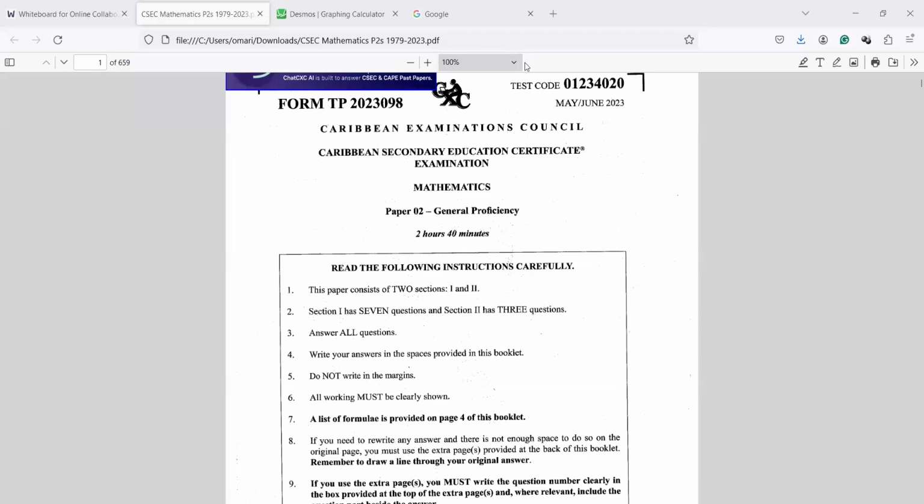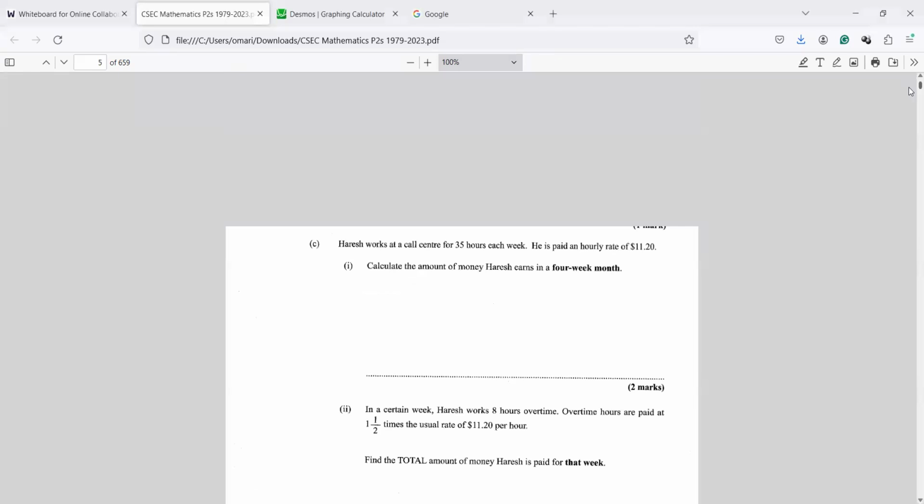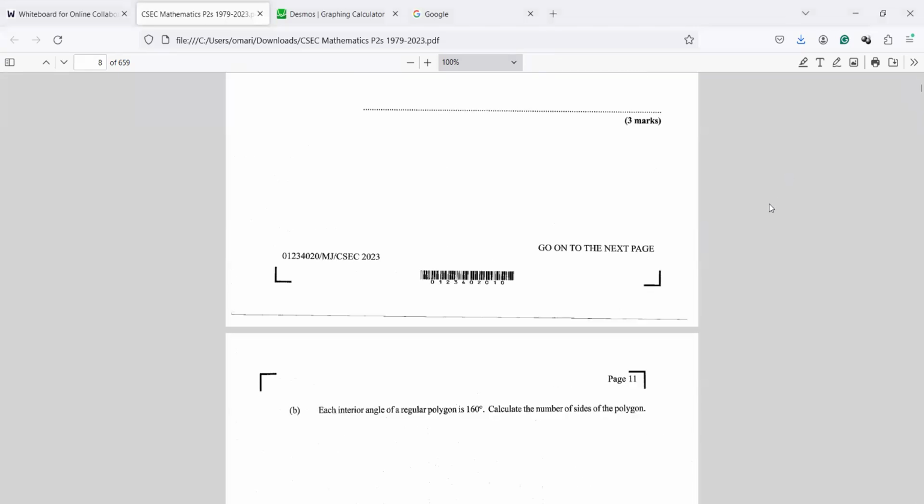So right off the bat, I'm going to ask you guys, you can either drop the questions in the chat or you can tell us the topic. Circle theorem. All right, so we're going to use the 2023 paper as reference. We're going to try to find a question on circle theorem, and then we'll work through that. There is a circle theorem question.